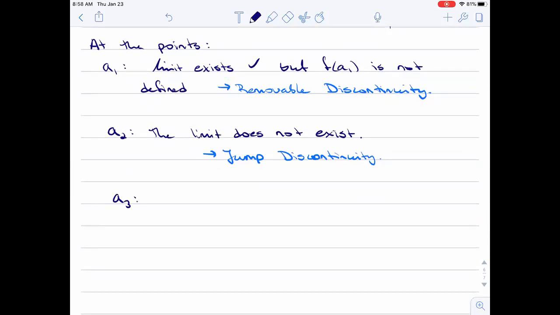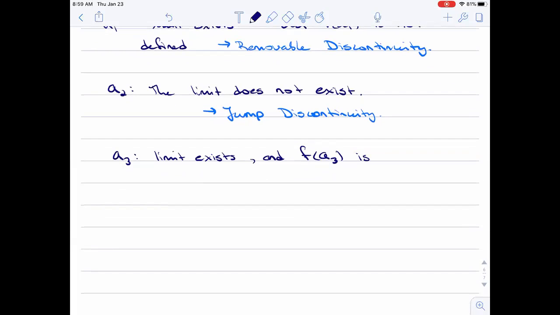So at A3, the limit exists, and f of A3, hey, keeps erasing my stuff. F of A3 is defined, but the limit as x approaches A3 of f of x does not equal f of A3.